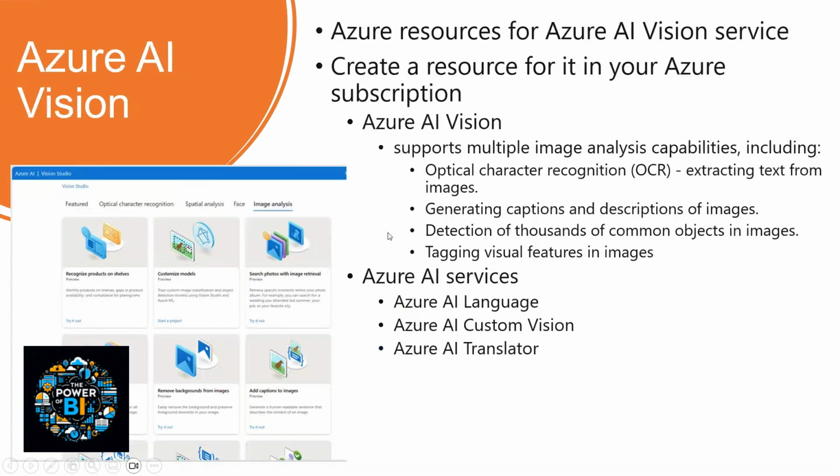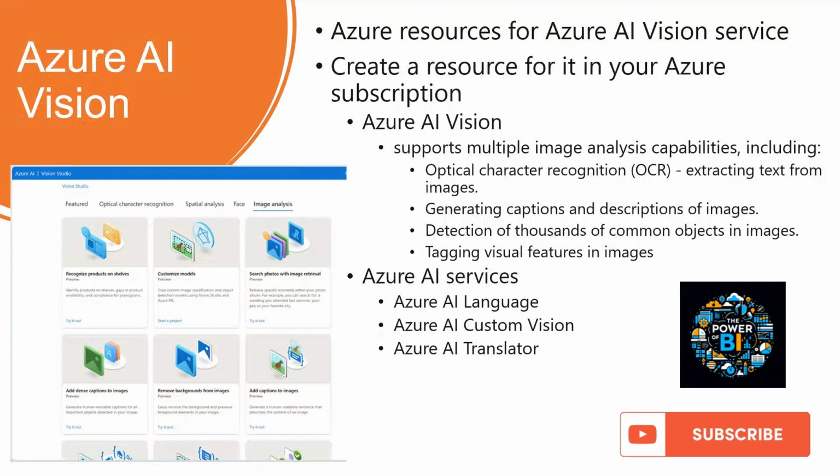In Azure AI Vision, it's a service where we can utilize all the image processing as well as the other defined concepts. There are a few services that we can utilize. One is Azure AI Language. The second one is Computer Vision, as well as the Translator. It also supports optical character recognition, caption generation, description generation, as well as tagging of images.